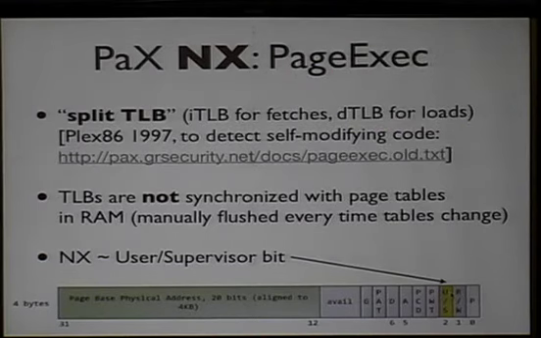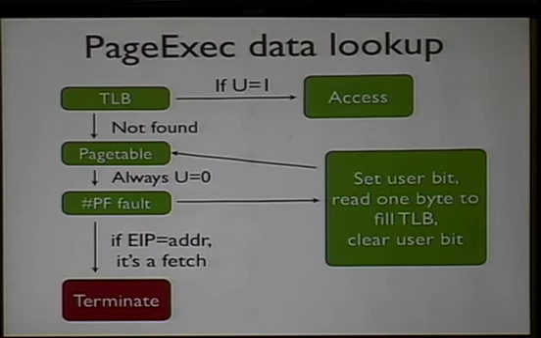Now, these TLBs are not synchronized with page tables at all. So you can flush the TLBs from within an assembly instruction, but that's the deal there. So the user-supervisor bit was used as the substitute for the non-executable bit when the non-executable bit wasn't there. It's at the top of the enhanced page table entry for 64-bit systems. And that's the way it worked. You set the supervisor bit, I'll call it the user bit.